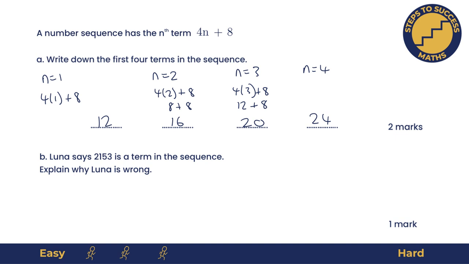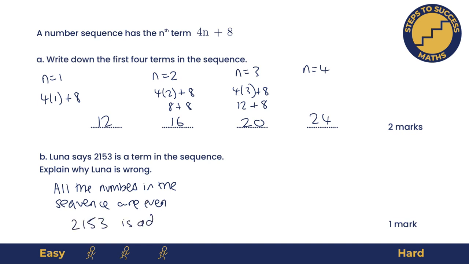Luna says 2153 is a term in the sequence. Explain why Luna is wrong. So if you actually look at all the numbers you found in your sequence, you can see they all have something in common. They're all even numbers. So you could say all the numbers in the pattern are even and 2153 is odd. Or another way to solve it is to find the value of n.